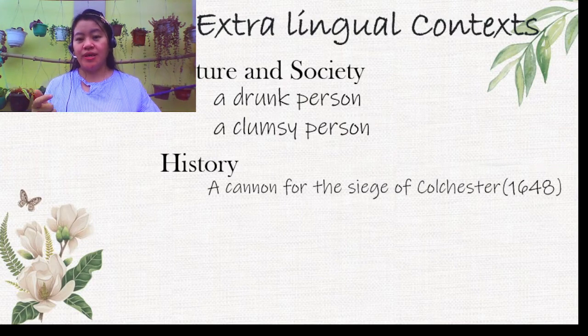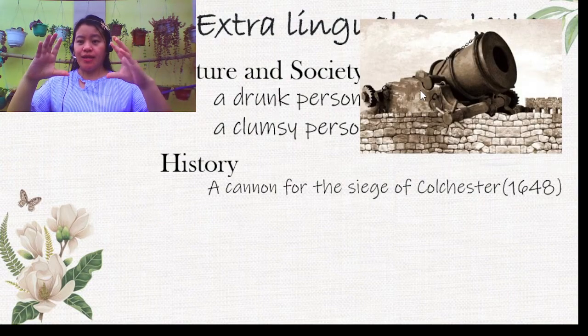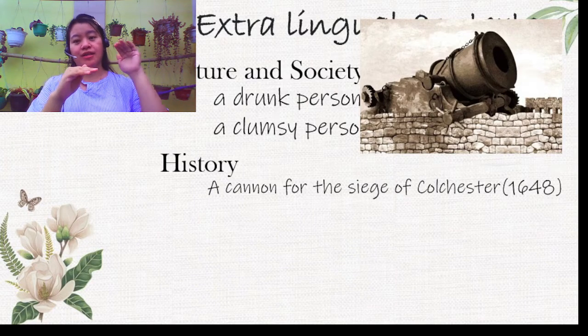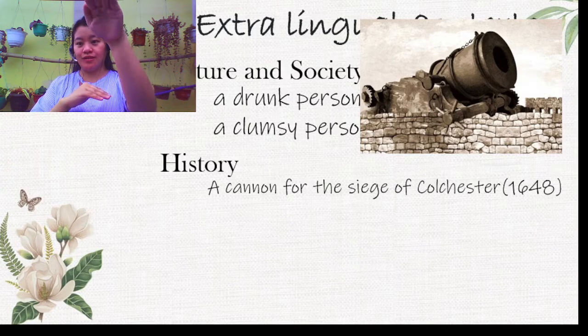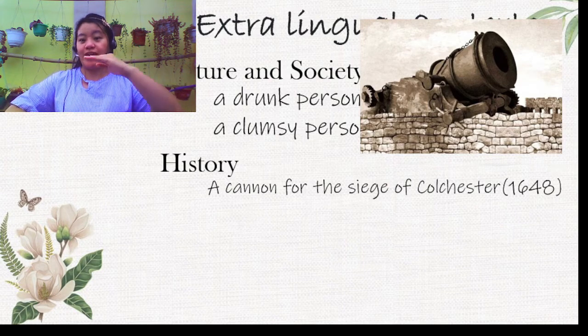Humpty Dumpty might be a metaphor for a cannon for the siege of Colchester. So it's a cannon because Humpty Dumpty is actually the name of the cannon. They put it on a wall so that it doesn't have any obstruction when it shoots. Now, because of the recoil, it causes a lot of vibration and the wall fell and came the cannon.